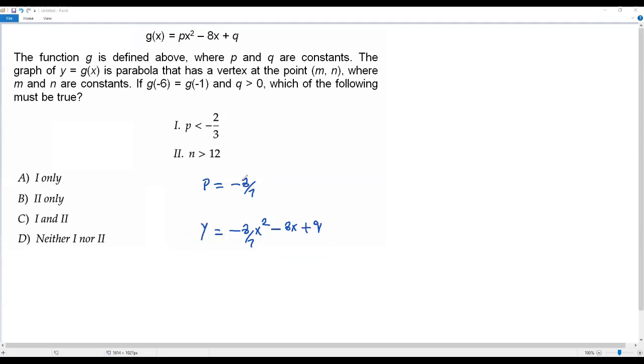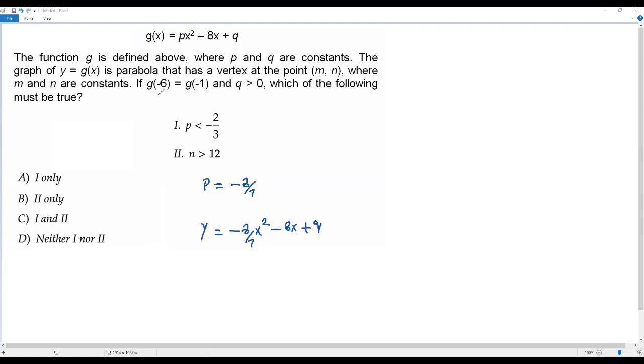Now what I'm going to do is consider g of -6 equals g of -1. Let me note that y equals g of x, so these two y values are equal. That is, when x equals -6 and x equals -1, the value we get for y is the same.